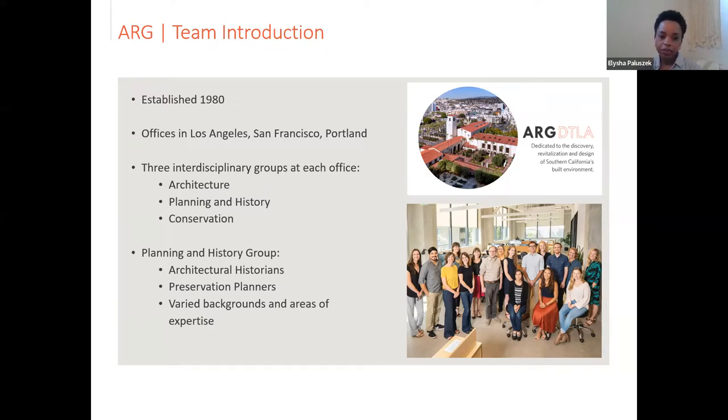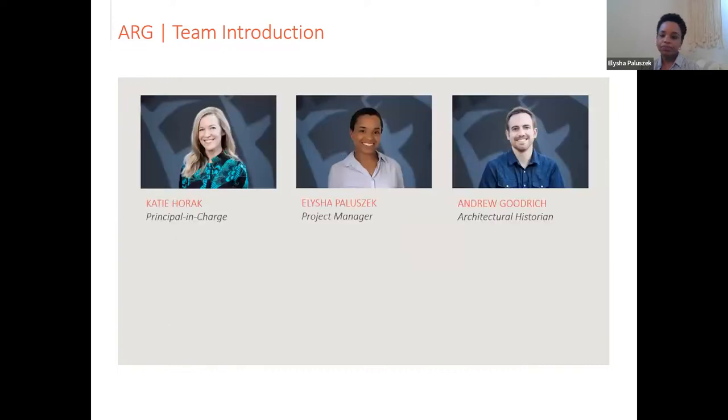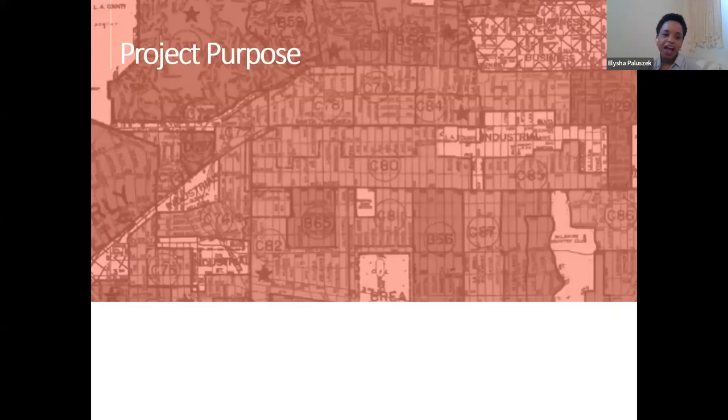Also on the project team and with me tonight is Katie Horak, principal in charge of the project, and senior associate Andrew Goodrich. We have extensive experience working with and in the city of West Hollywood and are very familiar with the city and its history. And we are all here tonight to answer questions at the end of the session. Next slide, please, Jasmine. Next slide is our project team.